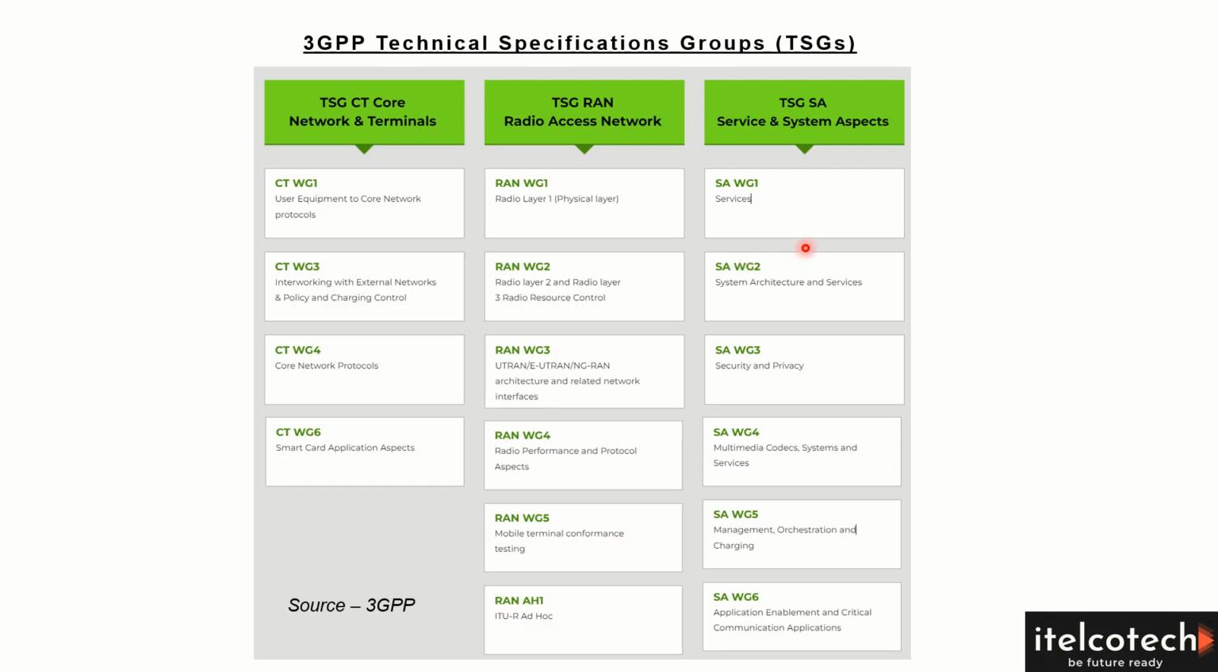Then in the case of system architecture, there are WG1 and WG2, which are working on the system architecture and the services. WG3 is primarily working on security and privacy, which is a key area in any technology going forward. Then the different multimedia codec schemes, systems and services are defined by WG4. Orchestration, management and charging are evolving with leading technologies, so they play a vital role. WG5 in this particular TSG is working on that domain.